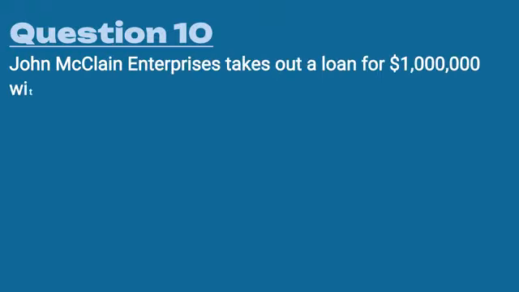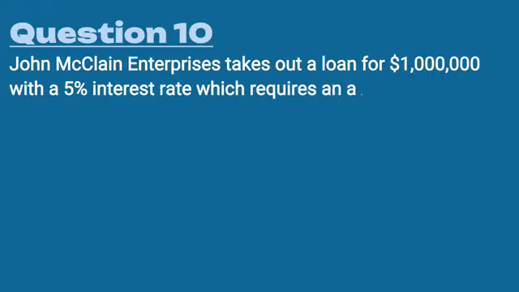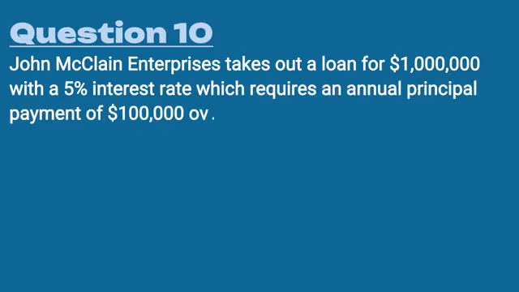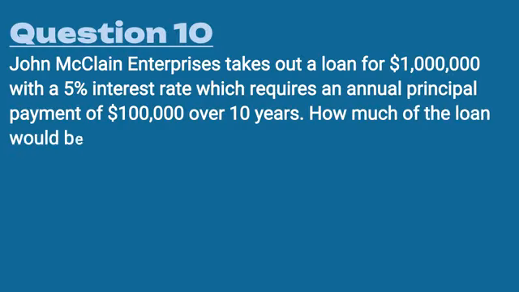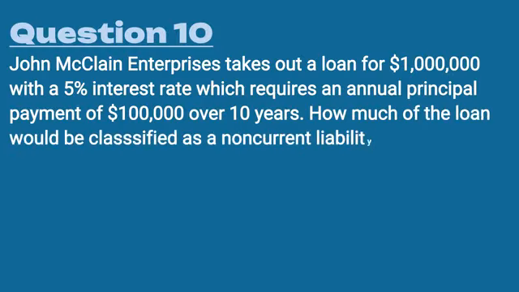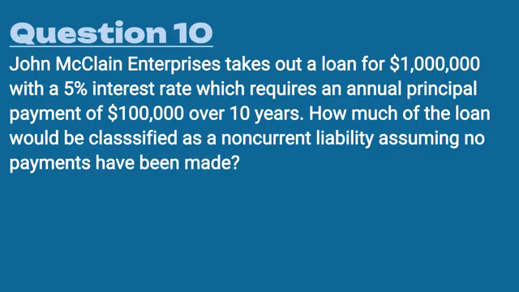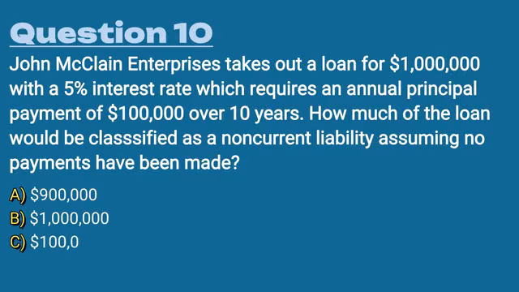Last question. Hope you made it this far. Question number 10. John McClain Enterprises takes out a loan for $1 million with a 5% interest rate, which requires an annual principal payment of $100,000 over 10 years. How much of the loan would be classified as a non-current liability, assuming no payments have been made? A, $900,000, B, $1 million, C, $100,000, or D, $950,000.